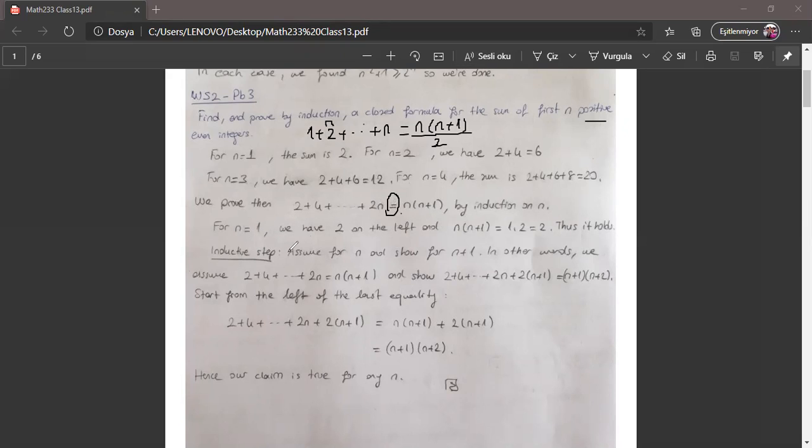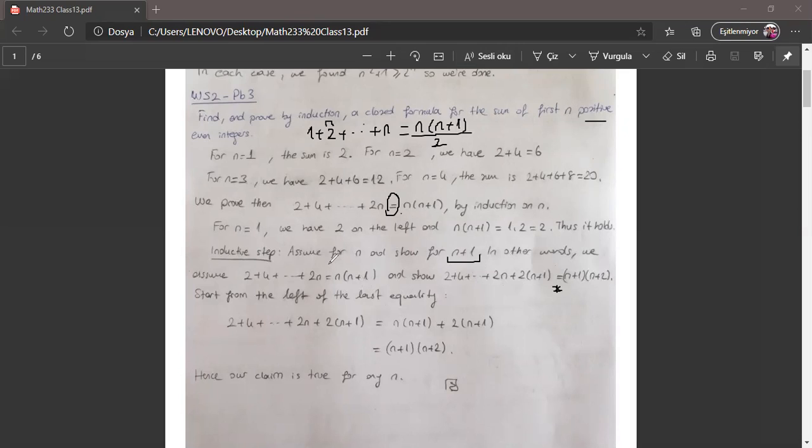Now we will suppose it is true for n, and we will show it for n plus 1. Now how do we do that? So to show this for n plus 1, we plug in n plus 1 there and get this equality. So we need to show this. Now we start from the left, okay? We wrote here the left part.